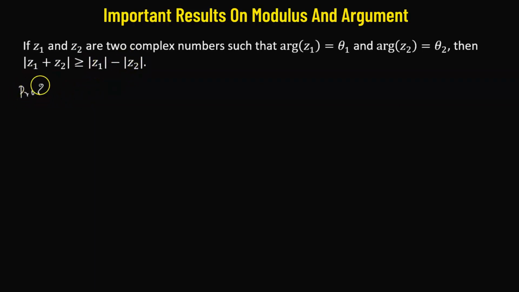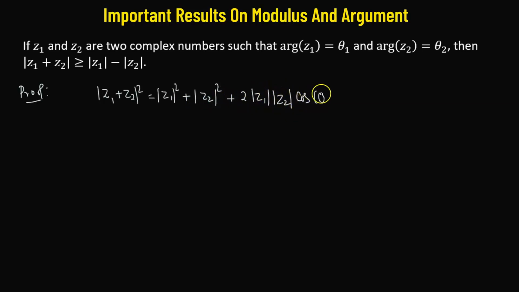So let's begin. Now we will consider the fact that absolute value of z1 plus z2 whole squared is given by absolute value of z1 squared plus absolute value of z2 squared plus 2 times absolute value of z1 times absolute value of z2 times cosine of theta 1 minus theta 2. We're going to label this as equation number 1. Now we will use the fact that cosine of theta 1 minus theta 2 is always greater than or equal to negative 1.